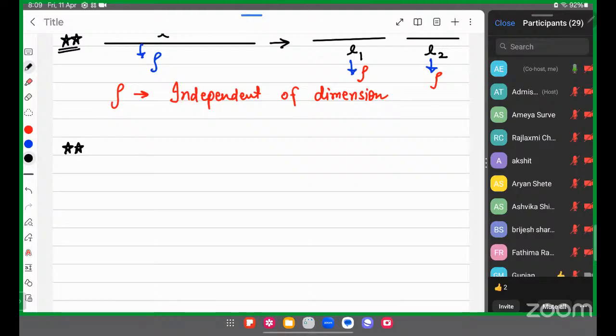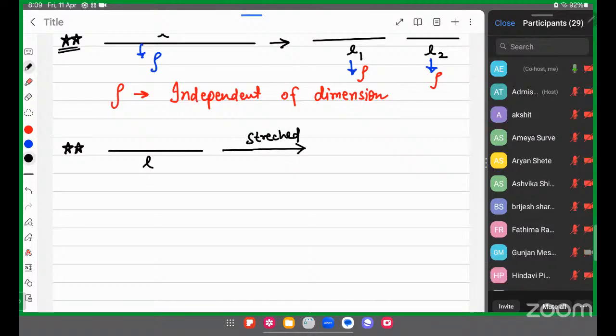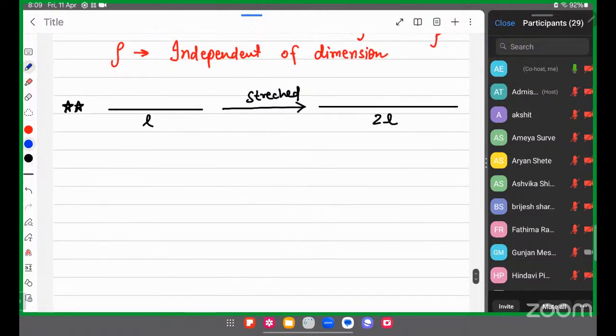Okay, second point will be like this. We have a wire with length L, let's say, then this wire is stretched. This time we are not cutting it. We are stretching it in such a way that the length of the wire is doubled. What will be the resistivity in this case if original resistivity is rho? What will be the new resistivity? Yes, if wire is stretched, what will be the new resistivity? Wire is stretched in such a way that its length is doubled.